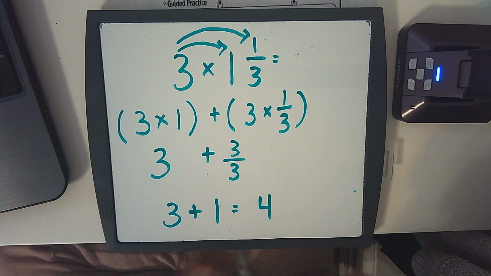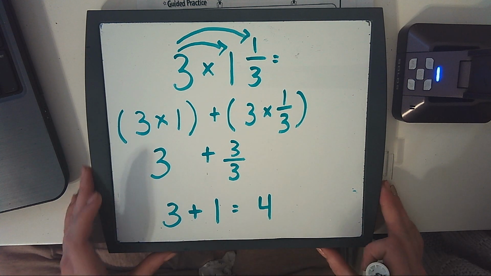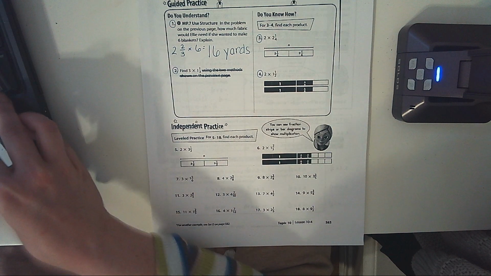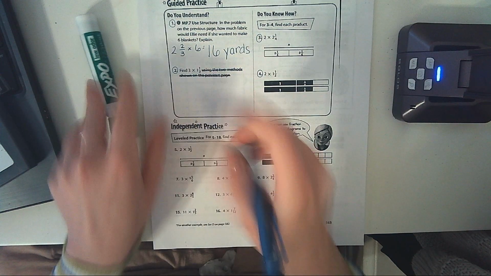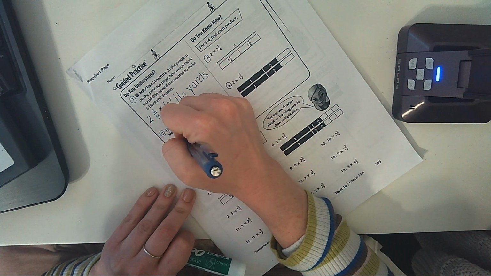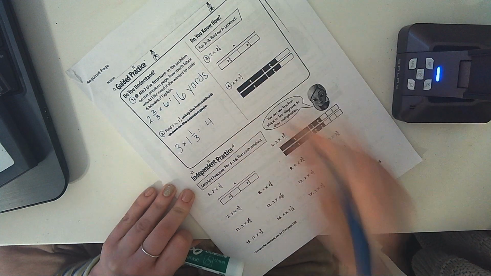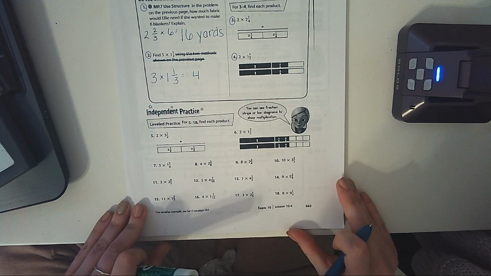And like I said, if I'm moving too fast, you can pause it here and finish copying, but I'm going to move on and write my answer and rewrite the equation. 3 times 1 1/3 equals 4. And there's no label.